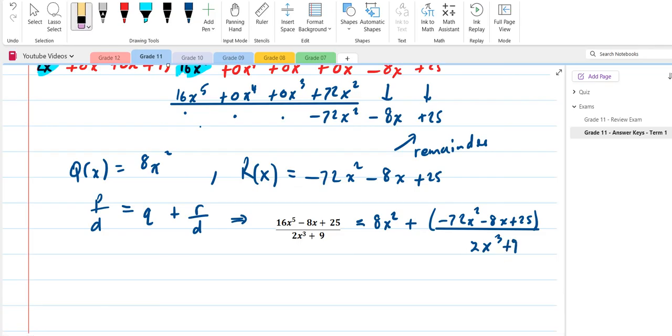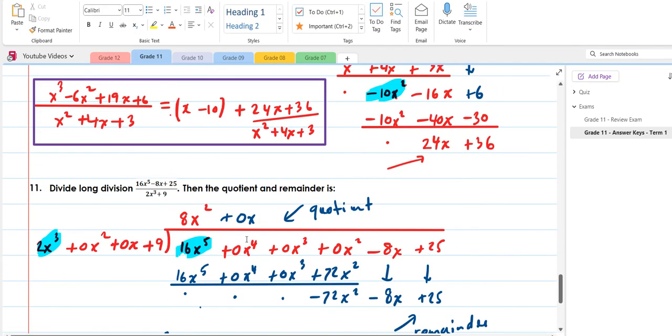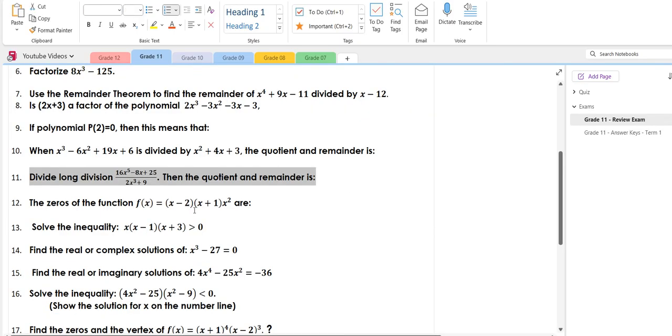Yeah, so that's long division. There is no other method. This is the only method using long division. You can use detached coefficients, but let's just keep it to basic long division. This is how we do it with polynomials. That's it. There are other methods as well, which is beyond our scope. Next question, question number 12.